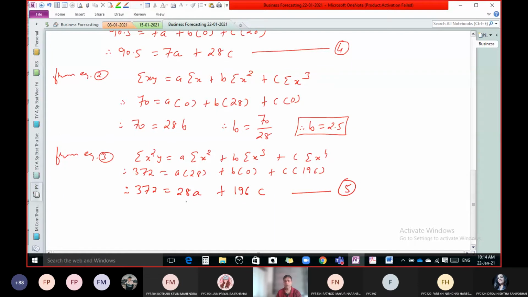So any of you have any idea how to solve these two equations? What we have to do here? Sir, by multiplying the equation with 4. Correct. Multiplying equation 4 by 4, and from equation 5 we get, now see, just multiply this by 4. So multiply this by 4, 90.5 into 4.